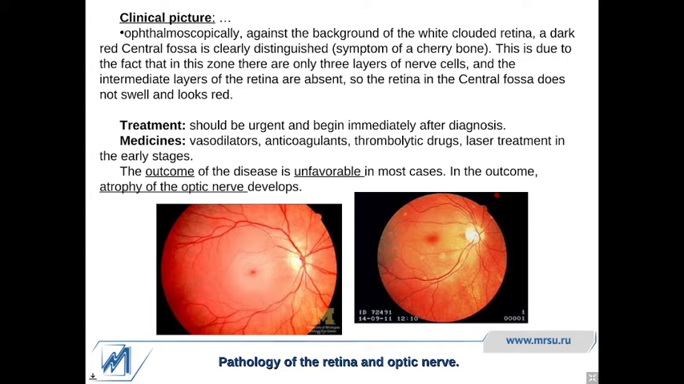Clinical picture ophthalmoscopically: against the background of a white clouded retina, a dark red central fossa. Here you can see it too on this picture. It is clearly distinguished. This symptom is called the cherry-red spot, something like a cherry stone on the central part of the retina. This is due to the fact that in this zone there are only 3 layers of nerve cells, and the intermediate layers of the retina are absent. So the retina in the central fossa doesn't swell and looks red.